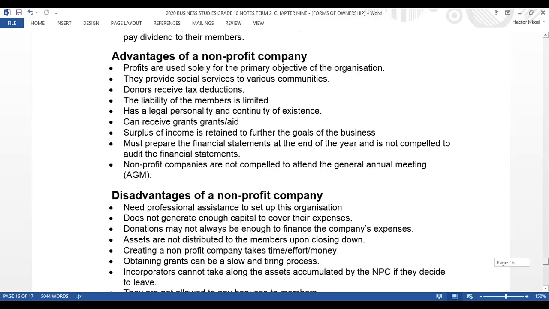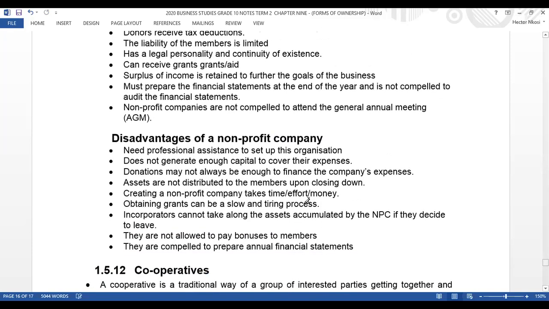Now, let's look at the bad things when it comes to your non-profit companies. We need professional assistance to set up this organization. Remember, guys, if you're starting a non-profit company, you need professional assistance because you'll be dealing with different people, because you'll be helping, you'll be raising funds. So you need someone who's going to draft a proposal for you because you can't just go to people and say you need money because you are helping the nation.